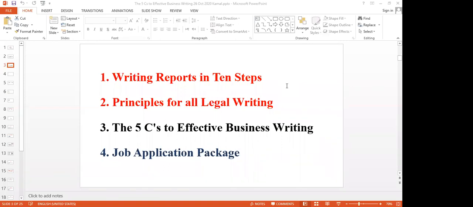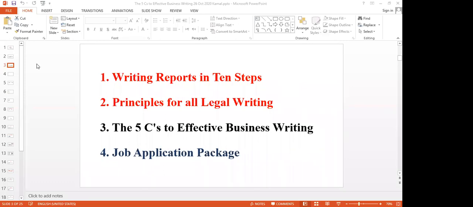Sometimes it works, inshallah. The second was principles for legal writing. Today, as you can see, it is going to be the 5 C's to effective writing, which is again under technical writing. Next Wednesday, we'll have the last technical writing workshop about the job application package.